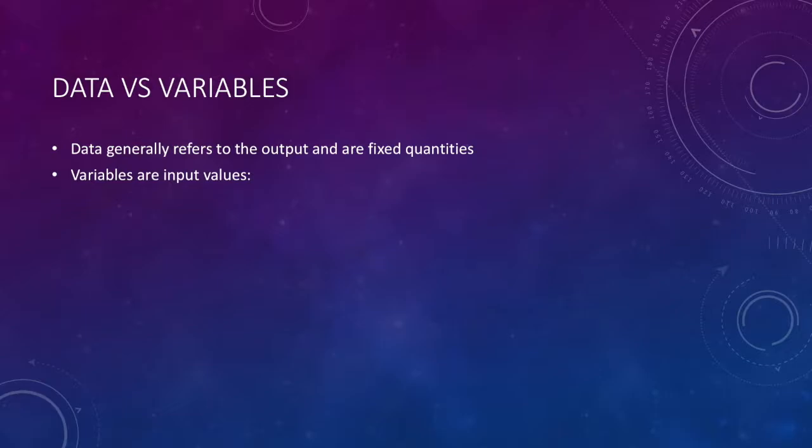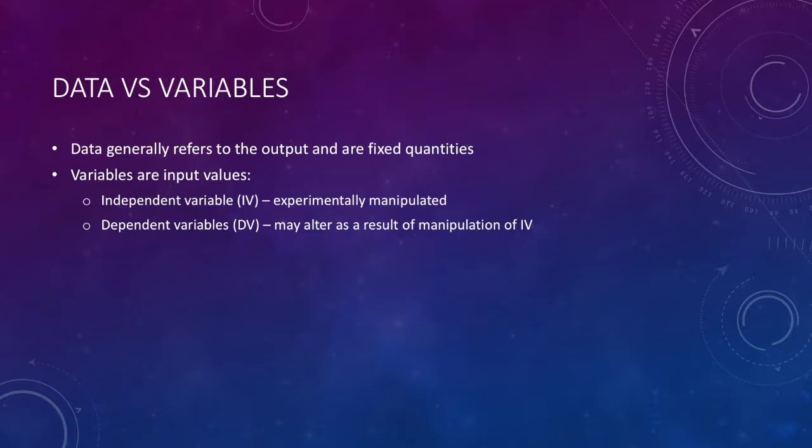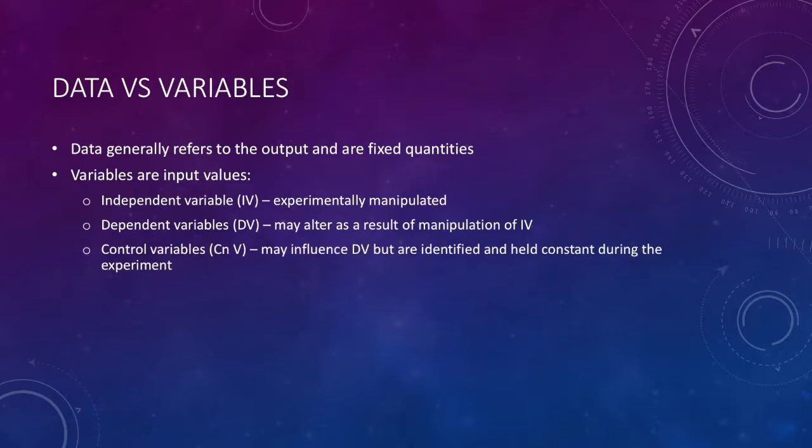When performing an experimental study, we're concerned with two main types of variables. The independent variable, which can be experimentally manipulated, such as the dose of a drug, for example, and the dependent variable, which is the variable we hypothesize will alter as a consequence of our manipulation of the independent variable. For example, the improvement in quality of life. Other variables include things like control variables, which are variables that can influence the dependent variable, but they are identified beforehand and held constant during the experiment.